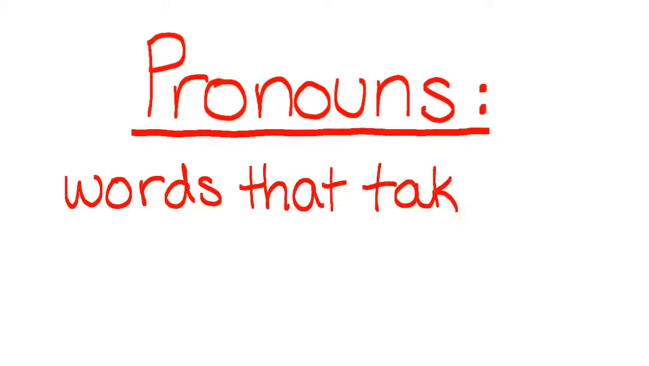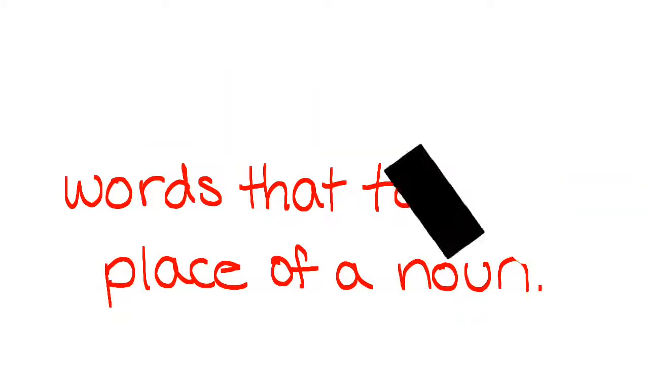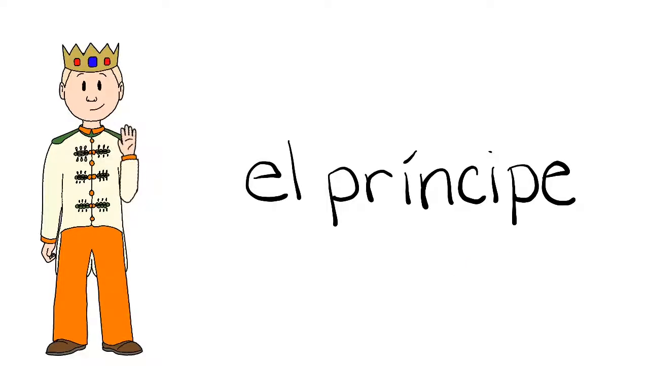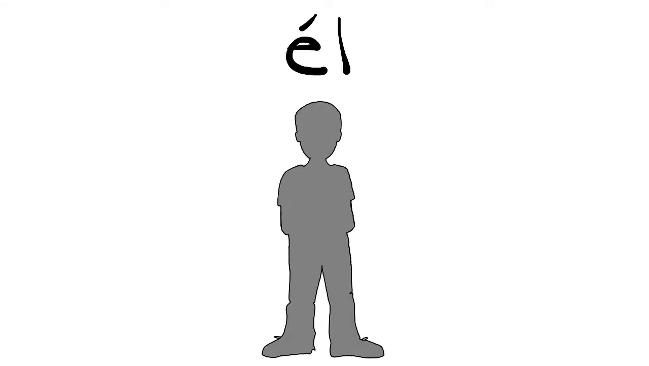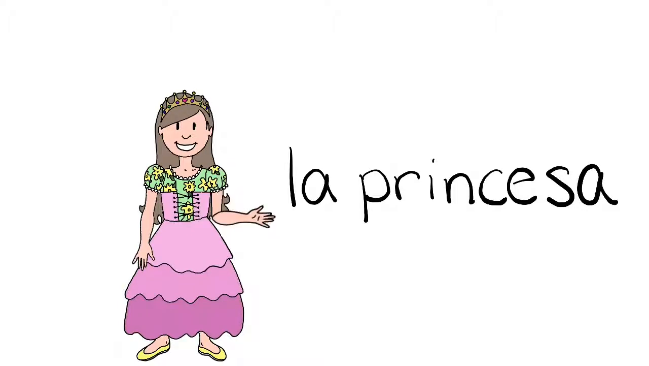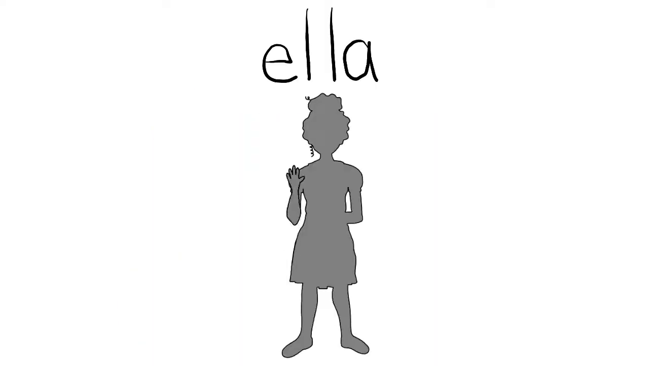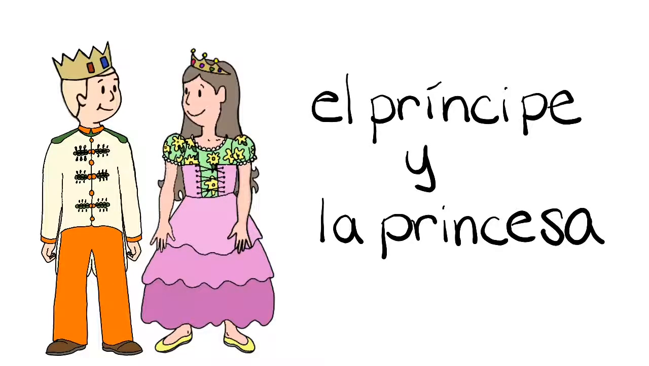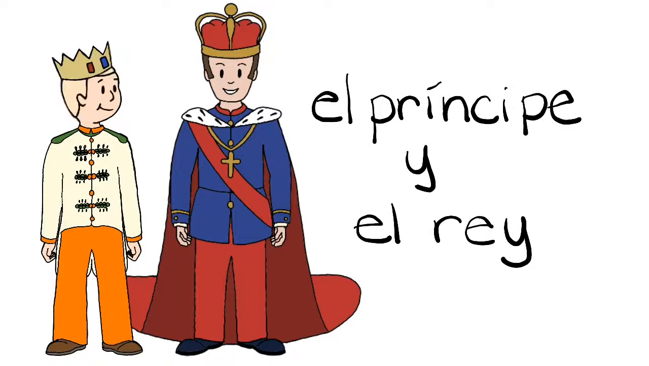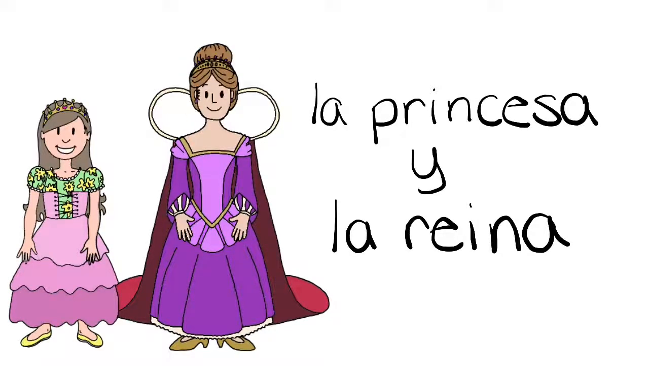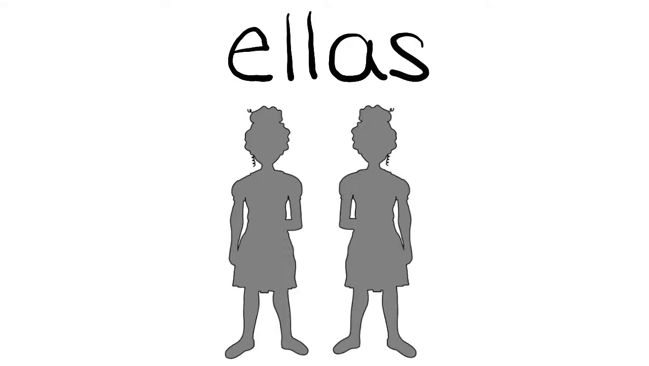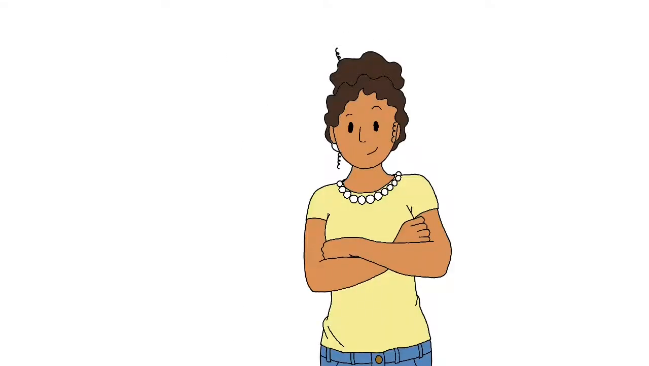First, let's talk about pronouns. Pronouns are words that take the place of a noun. Oh, here's our príncipe. Remember him? El príncipe is a noun that can be replaced by the pronoun él. Here's la princesa again. La princesa is a noun that can be replaced by the pronoun ella. El príncipe y la princesa, and also el príncipe y el rey, can be replaced by the pronoun ellos. La princesa y la reina can be replaced by the pronoun ellas. There are more pronouns, but those ones are the only ones you will need to understand this unit.